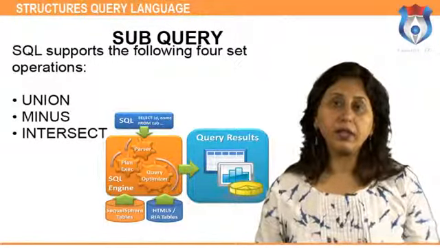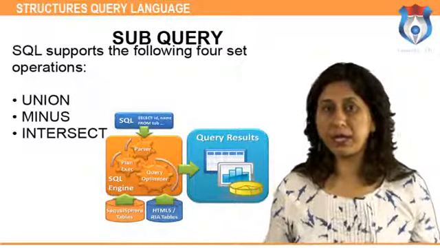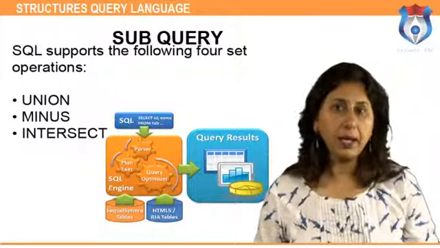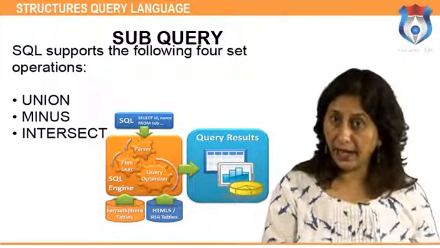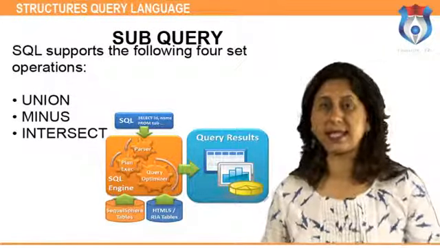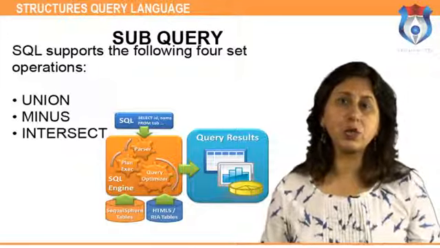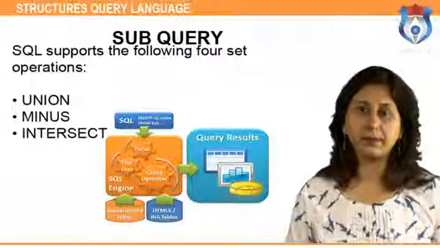Union. The union operator returns all distinct rows retrieved by two component queries. Minus. Minus returns all rows from the first select that are not also returned by the second select. Intersect. Intersect returns only the rows retrieved by both component queries.